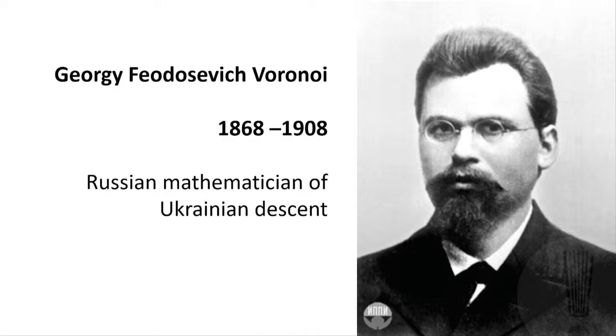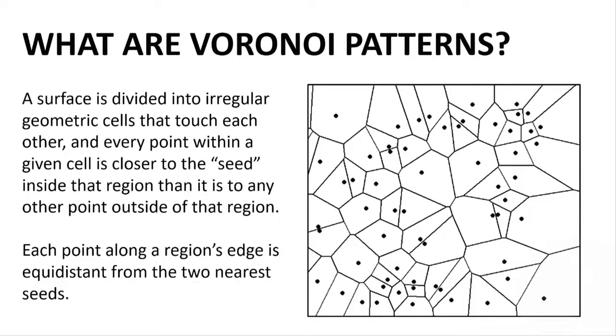These patterns are where you take a surface and divide it into irregular geometric cells that touch each other, and every point within a given cell is closer to the seed, which are these dots you see here, inside that region than it is to any other point outside that region. So let's wrap our minds around that a little bit. Each point along a region's edge is equally distant from the two nearest seeds.